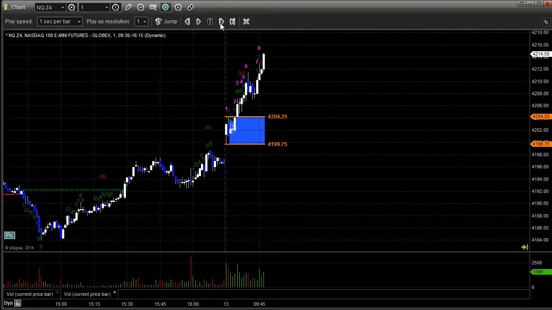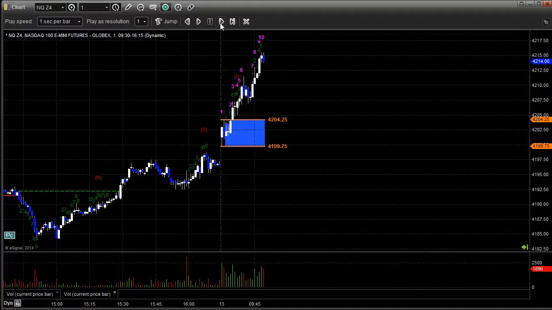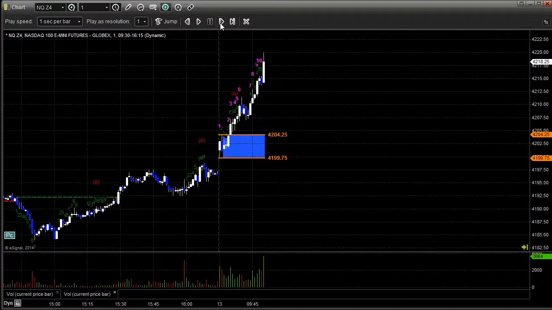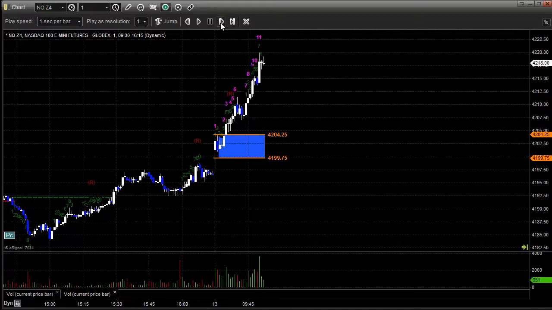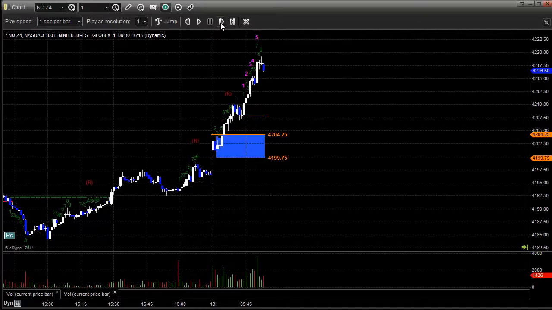So there's bar number 8. This is going to be 9. And you're going to hear a sound when I do get to 13 because we do get there. But look at this. We're already at this point in time from our 4206 entry, 12 points, or if you go by 4 ticks per point, 48 ticks in the money on the NQs. And here's bar 11. And no new counts here.